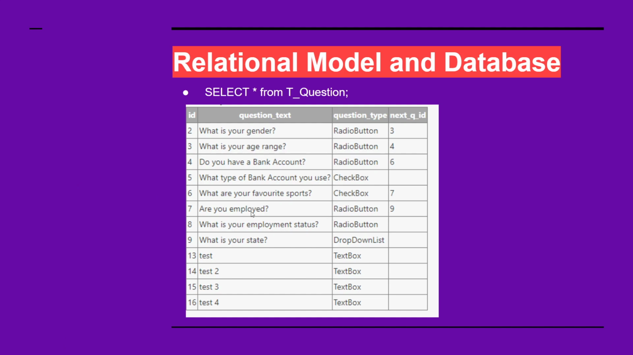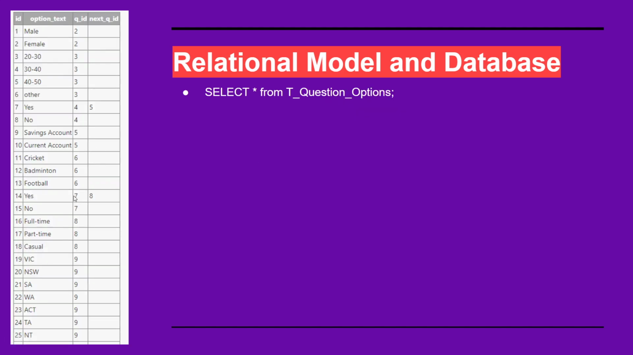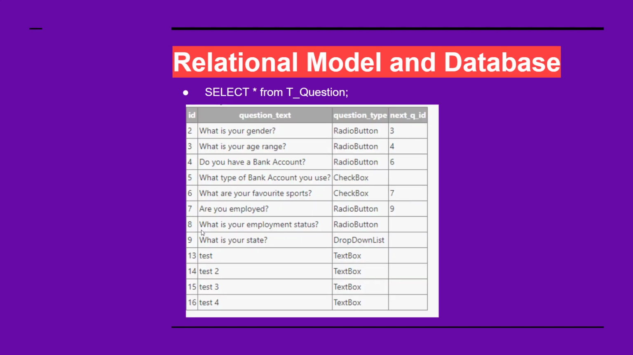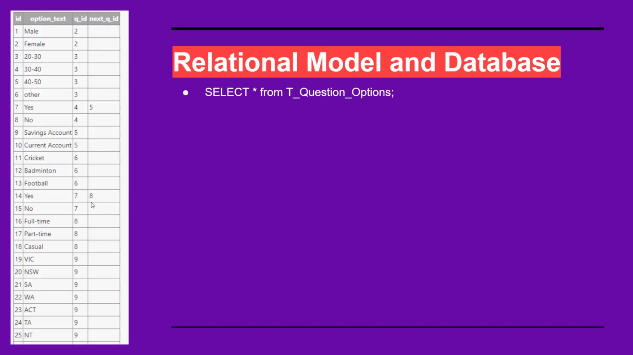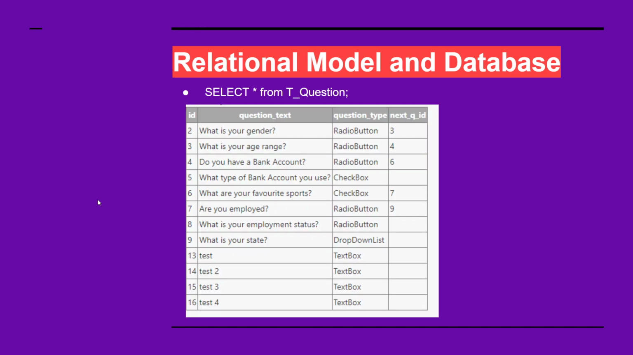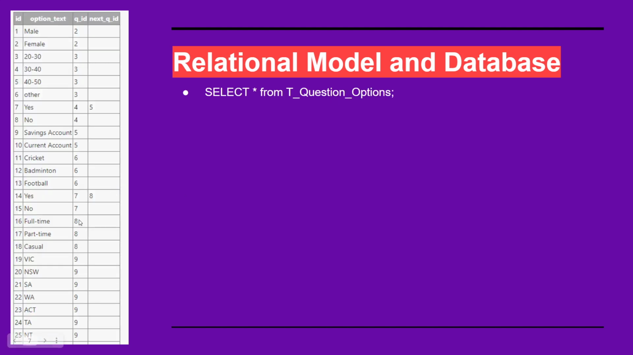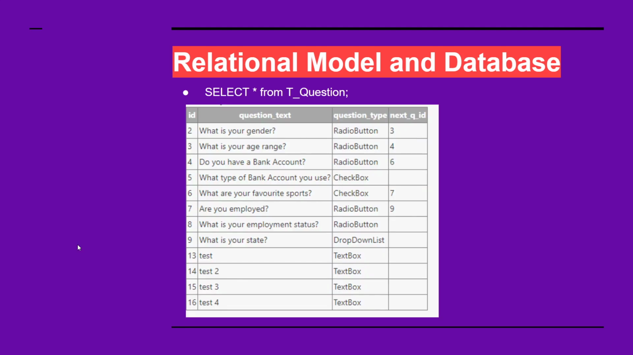Are you employed? Question number 7. If you look here, for question number 7, yes, no. If yes only, you will program it to go to next QID 8. If no, it won't go to 8. So for yes, you will program it to go to question ID 8, which is what is your employment status. If you select yes only, you will load question number 8. For that, you will have 3 options: full-time, part-time and casual. So you will program it to load that.